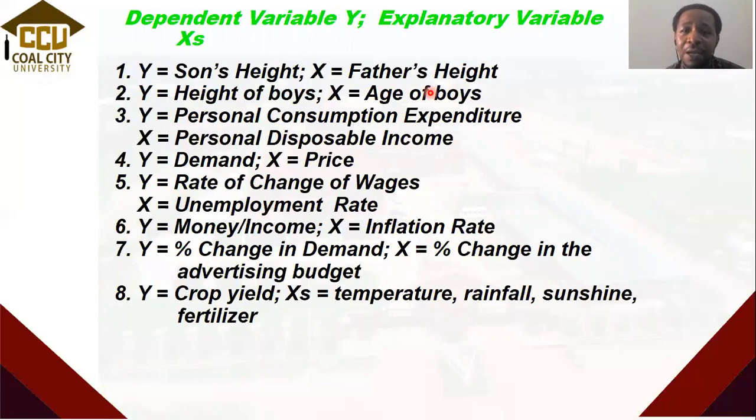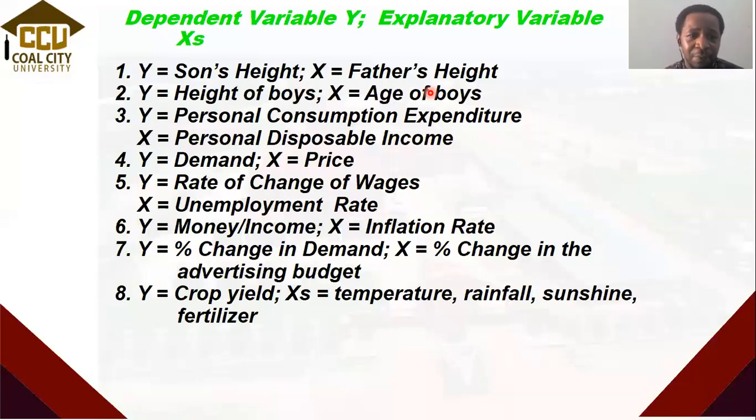Now, another example I'm going to be giving is the concept of demand and price. Under normal circumstances, you also do not need to be told that the demand is dependent on price. The quantity that people will buy is dependent on the price of the commodity. If the price is high, automatically the quantity demanded will be low. And if the price is low, of course the quantity demanded will be high. So in this case, the demand is a dependent variable, while the price is the explanatory variable. So we can continue on and on.